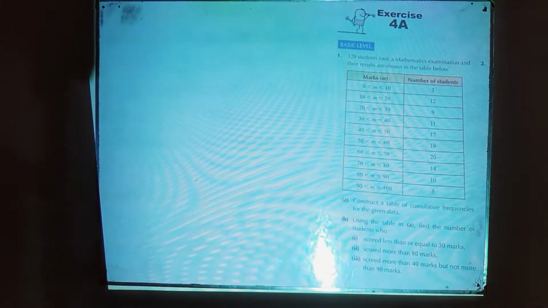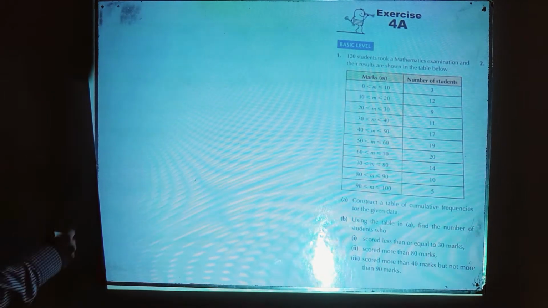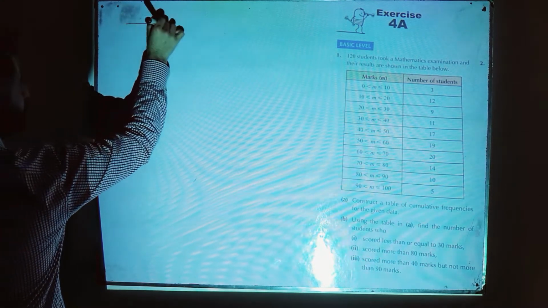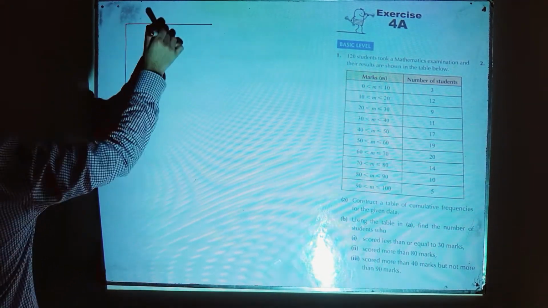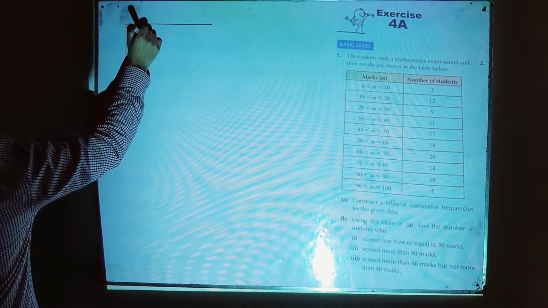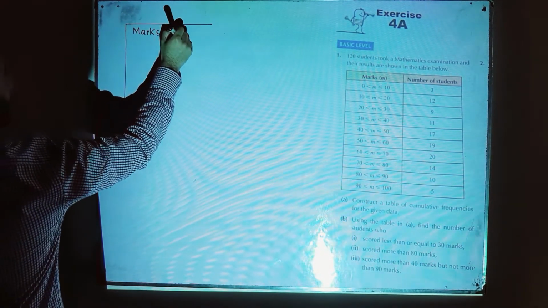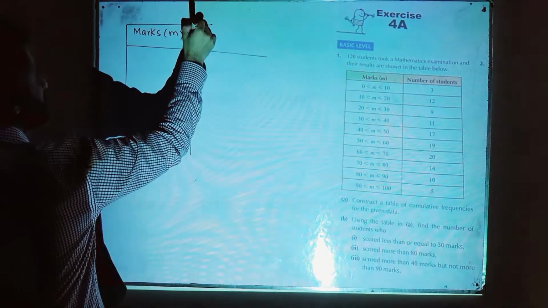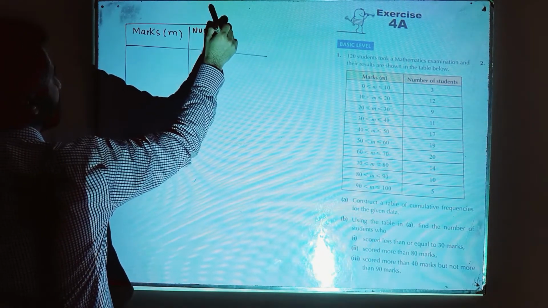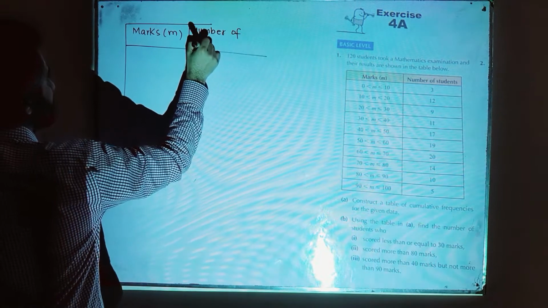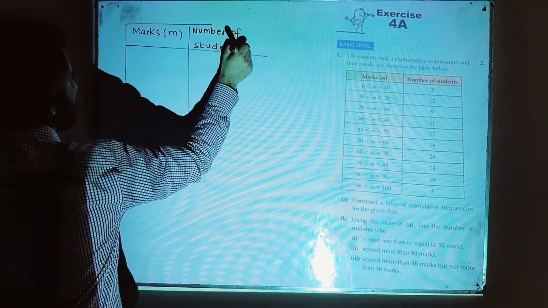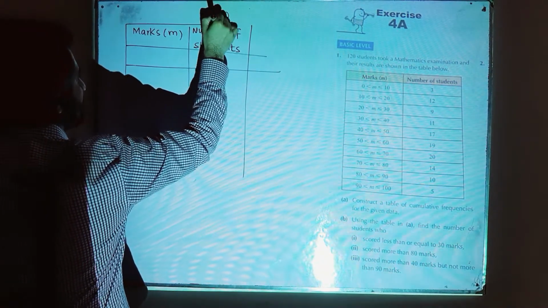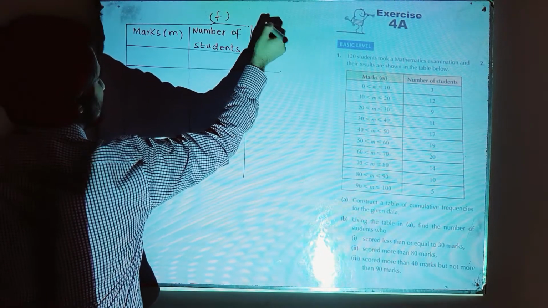Okay, so cumulative frequency table is basically a table where you have to show the cumulative frequency. So let's draw a cumulative frequency table. This is marks represented by M. Then you have number of students, and that is basically frequency. This is frequency, and the last one is cumulative frequency.